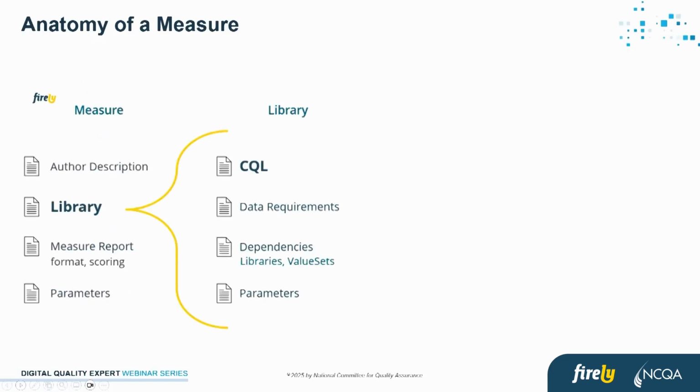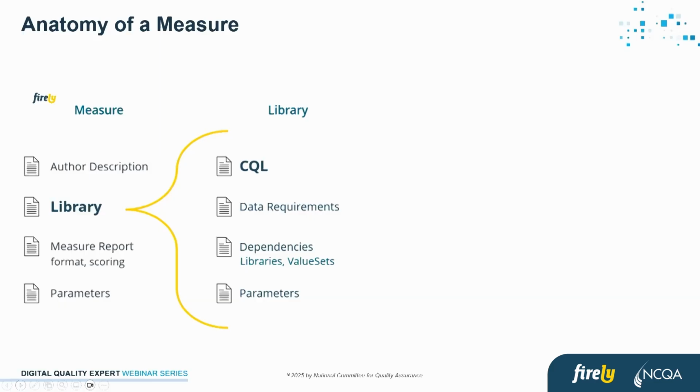So as we move over, you can see I have the library now. Inside of the library, it's a separate resource in FHIR. It contains the CQL, and we'll talk about that in a second. The data requirements I mentioned earlier, and it's going to be all of the information about what FHIR elements, resources, what's necessary to execute this library. And then you'll have dependencies.